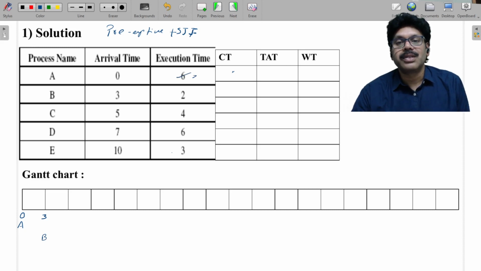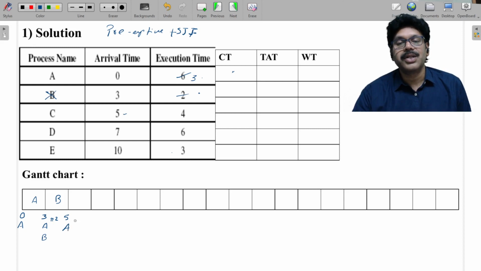So the balance of A is this. Now A is currently running and B is also added. Between this and this, B is shorter, so I'm passing B. Now how many units should I pass till the next arrival time? The next arrival time is 5. I need 2 units, so I can consume 2 units completely. After executing 2 units, 3 plus 2 becomes 5. So B has used 2 units completely and can be removed from the queue because it is completed.